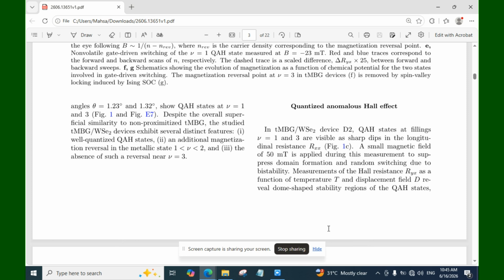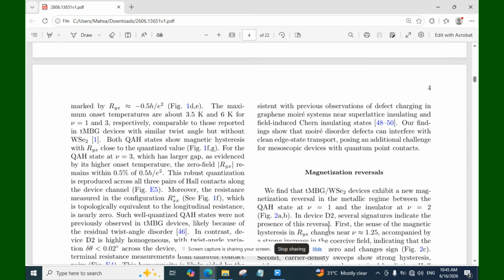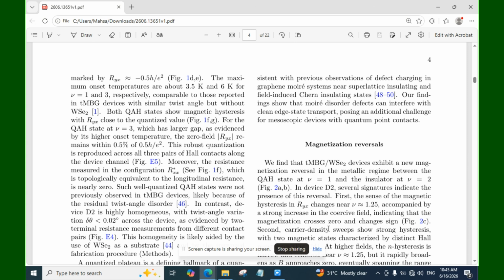Measurements of Hall resistance Rxy as a function of temperature T and displacement field D reveal a dome-shaped stability region of the quantized anomalous Hall states, marked by Rxy approximately equal to minus 0.5 h per e squared. The maximum onset temperatures are about 3.5 Kelvin and 6 Kelvin for nu equals 1 and 3 respectively, compared to those reported in TMBG devices with similar twist angle but without WSe2.